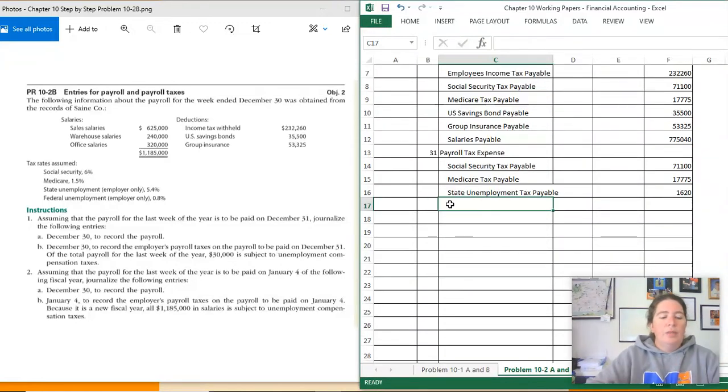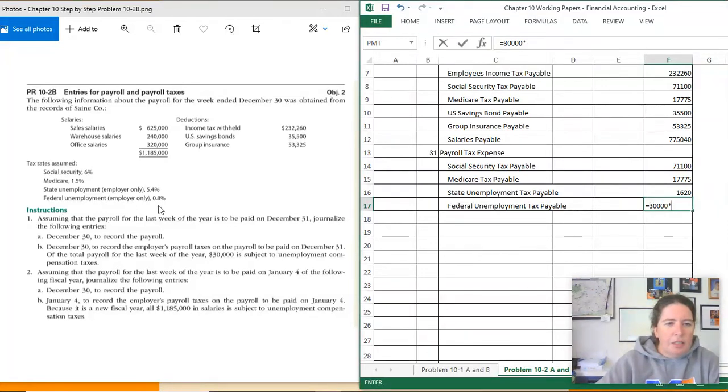And I'm going to do the same thing for my federal unemployment tax payable. I'm going to take that 30,000, multiply it by the percentage that my textbook tells me. It says 0.8%, so that's 0.008. And press enter, and I get $240.